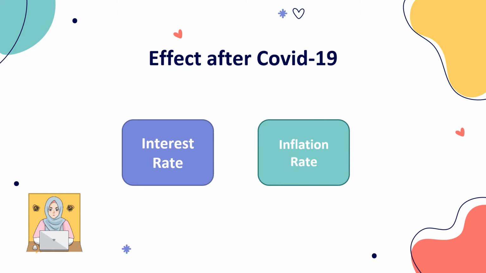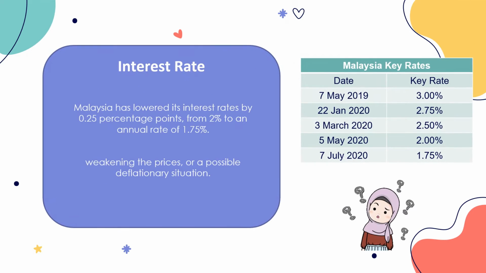Nowadays, after COVID-19 struck Malaysia, the government had to reduce a lot of things, including the interest rate. The inflation rate is also affected by this pandemic. First is the interest rate. Malaysia has lowered its interest rate from 2% to an annual rate of 1.75%. The key rate is a tool used by a central bank to implement monetary policy. A reduction in interest rate counters a weakening of price or a possible deflationary situation.